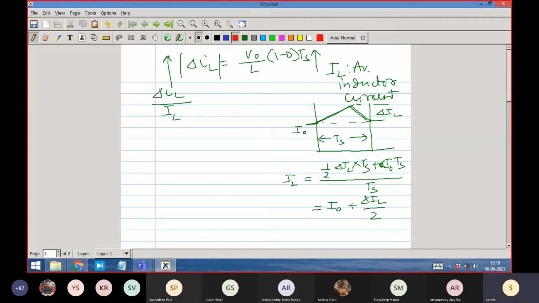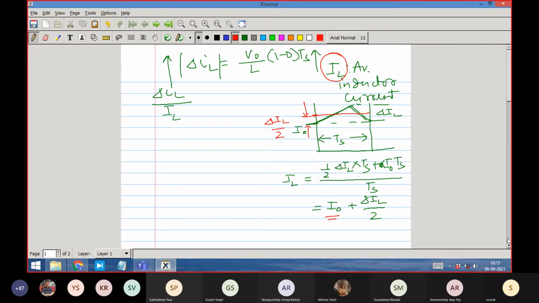So the average inductor current is just passing through the middle point of the ripple. It has a pedestal value of I naught, the initial current, plus delta IL by 2. This is the average current, and we indicate it by capital IL. Capital IL will be indicating the average inductor current.